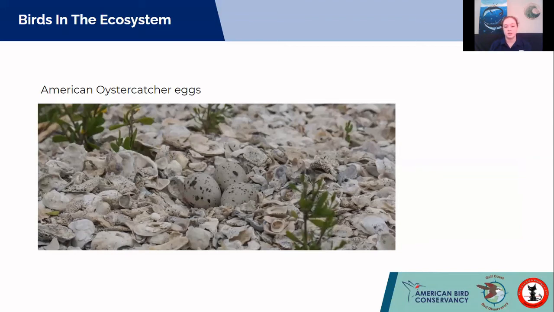Incubation is when the adult bird sits on the eggs to keep them the right temperature and protect them. During this time, the eggs are very vulnerable because they can't move or protect themselves. They can be eaten by predators, washed away by waves, overheated, or underheated.